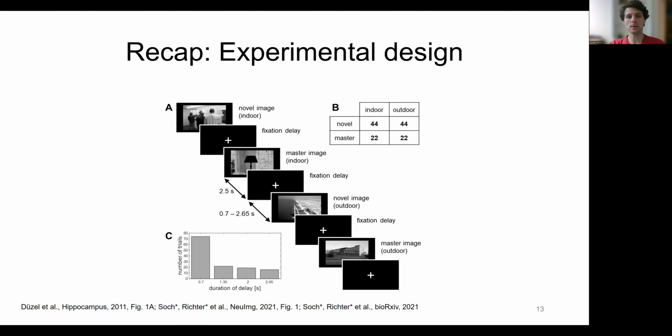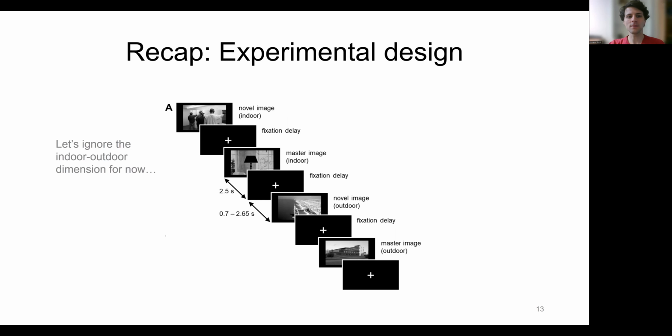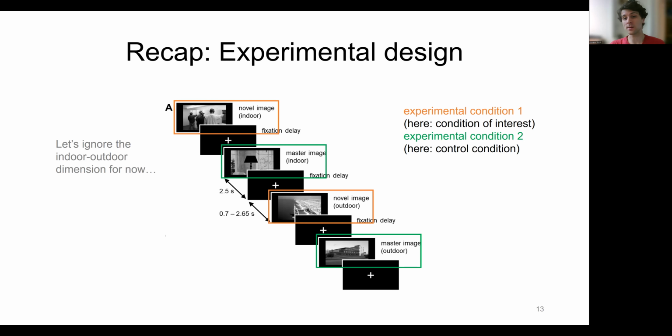So, simple linear model. Let's get back to our experimental design and have a look at it in more detail. Please, for the moment, ignore the indoor-outdoor dimension, so ignore that the pictures shown to the subject were either indoor or outdoor images. Then we have two experimental conditions, one consisting of the presentation of novel images and one consisting of the presentation of master images. So these two experimental conditions can be called experimental condition 1 and 2, or condition of interest, because we want to know what's happening during the presentation of novel images, and control condition, relative to which we want to contrast the novel images.